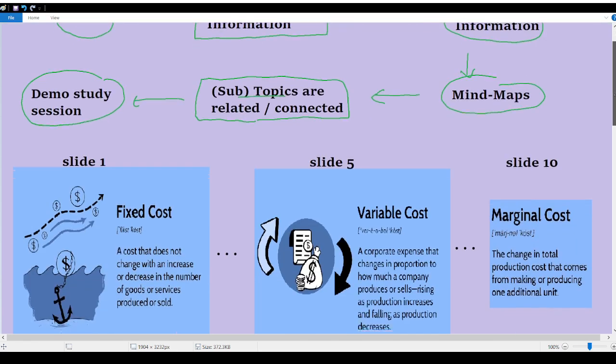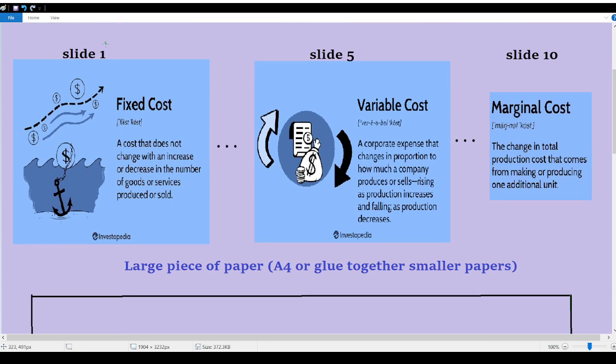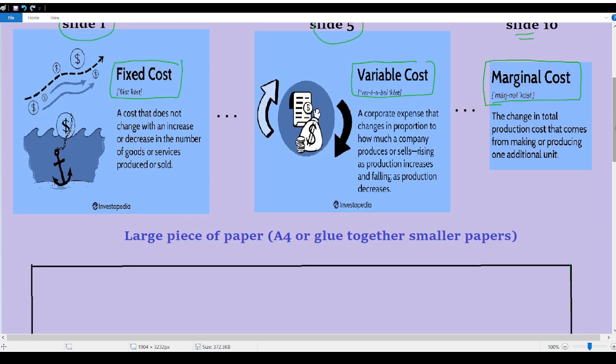So, for example, let's say in one of the slides you come across the concept of fixed cost. In another slide, you come across the concept of variable cost. And in another slide, you see marginal cost. So, in this situation, we can apply mind maps.